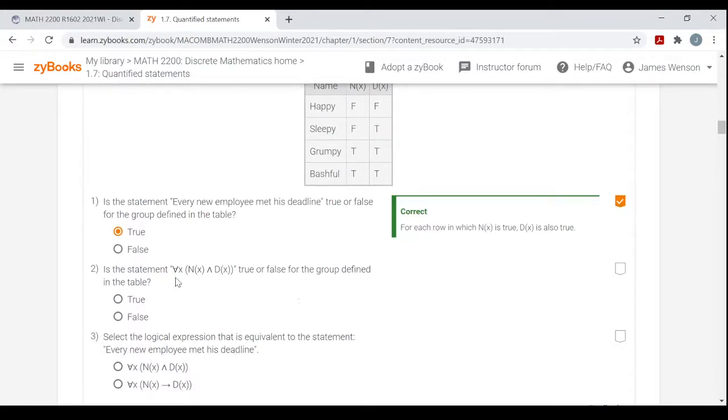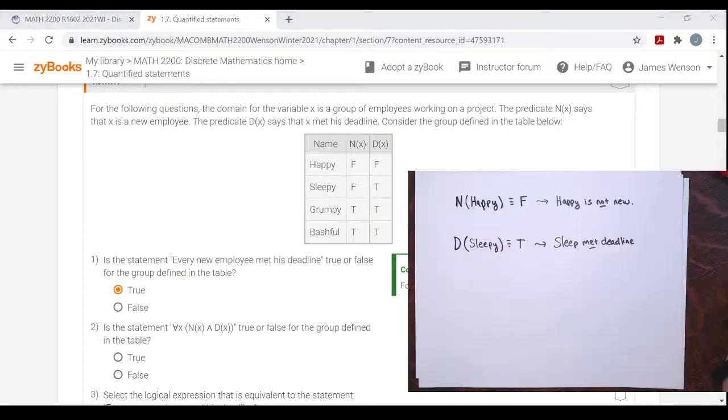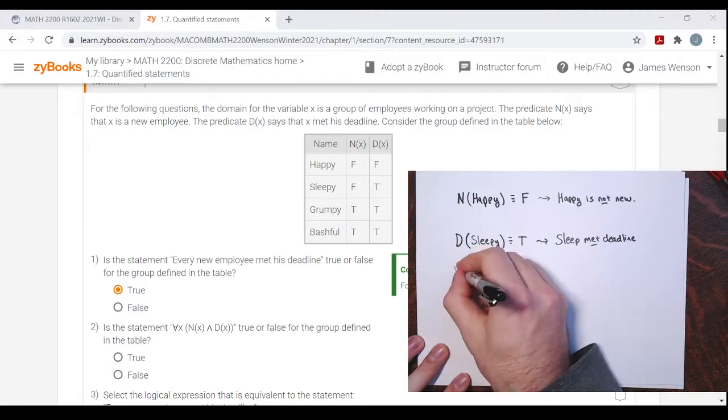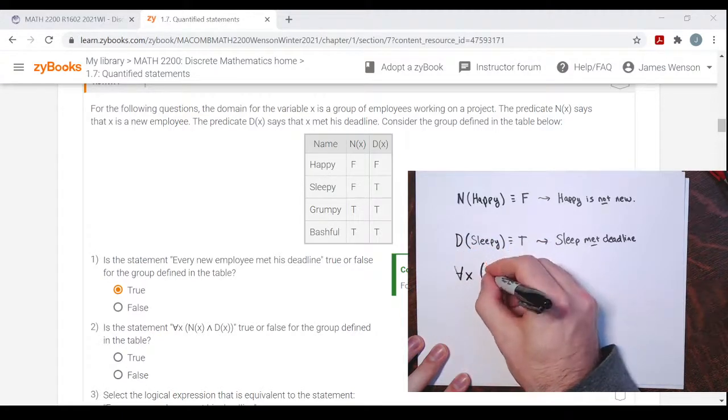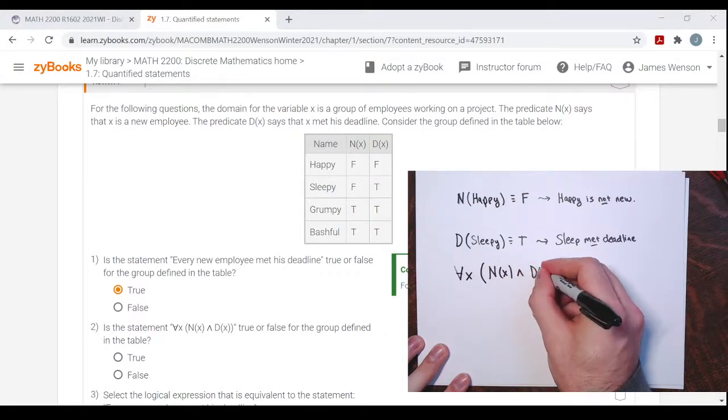Now, think about this statement. Is the statement for every X, and remember, X is all the employees, not just the new ones, for every X, N of X and D of X, true or false based on this table? All right, so again, I'll bring the paper back. Now the question is, for every X, N of X and the conjunction D of X.